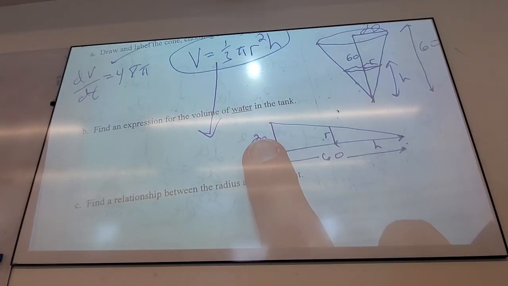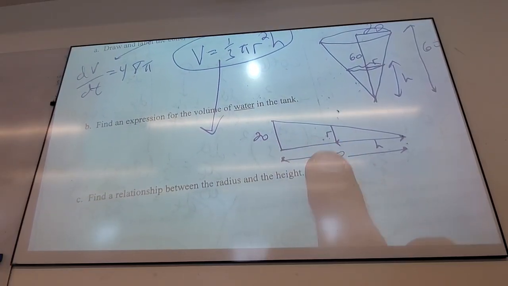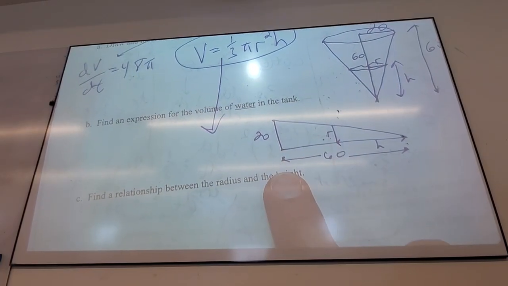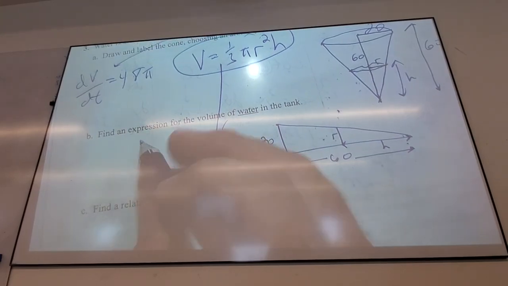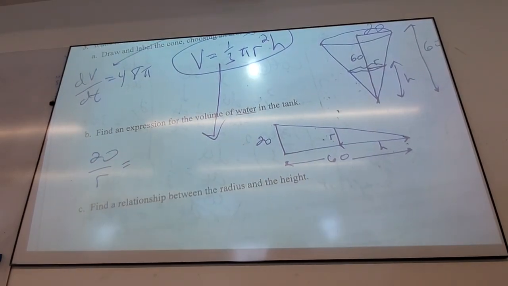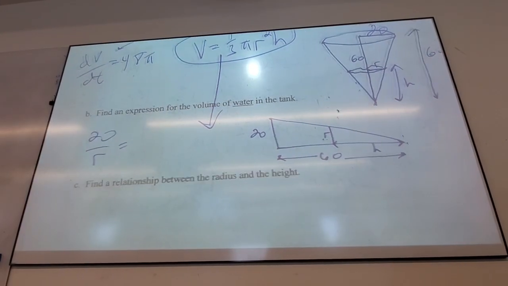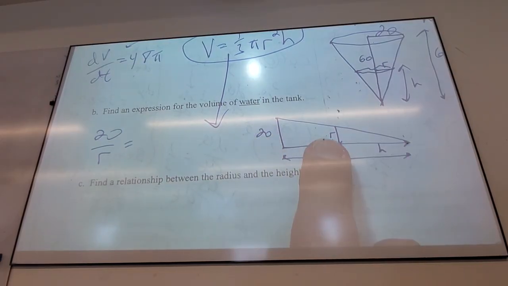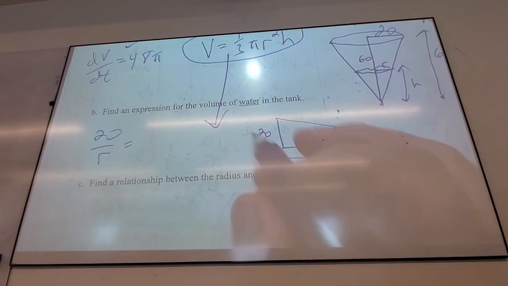So, how would I figure out how I multiplied? 60 divided by 20. Okay, sort of. 20 divided by R. And that has to equal what? Since I multiplied every side by the same thing, what must 20 divided by R equal? 60 divided by H.